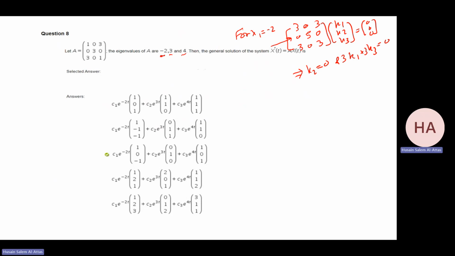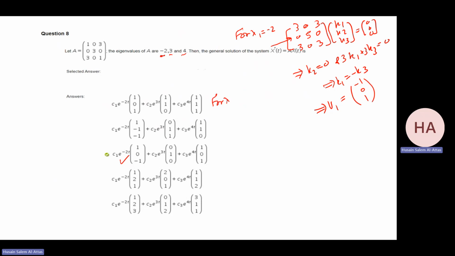This is for lambda equal minus 2. So I have K1 equal minus K3. So V1 will be what? Minus 1, 0, 1. Yeah, this is my answer: 1, 0, minus 1, or minus 1, 0, 1. I was thinking A is the correct answer. Okay, that's good.